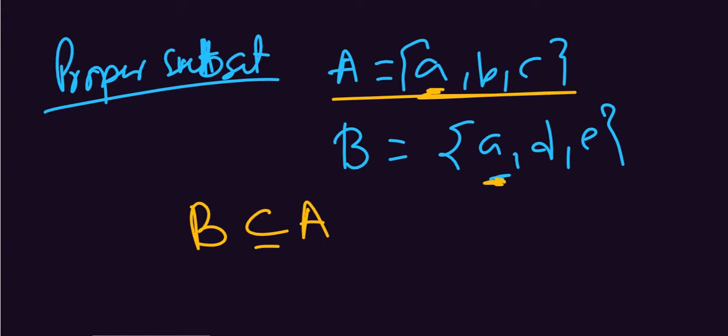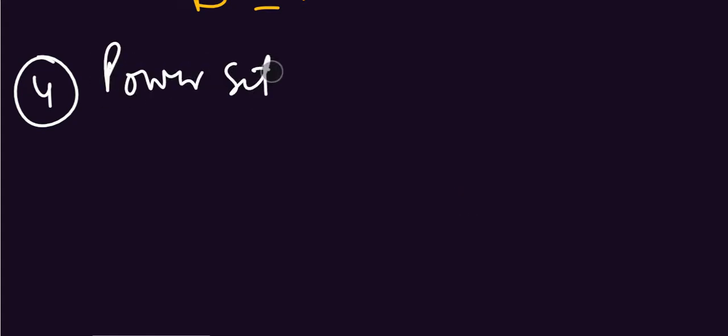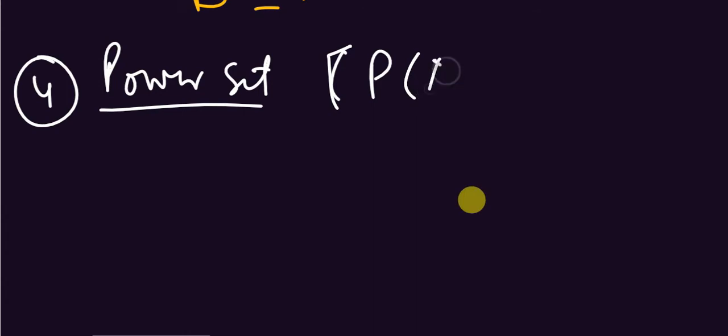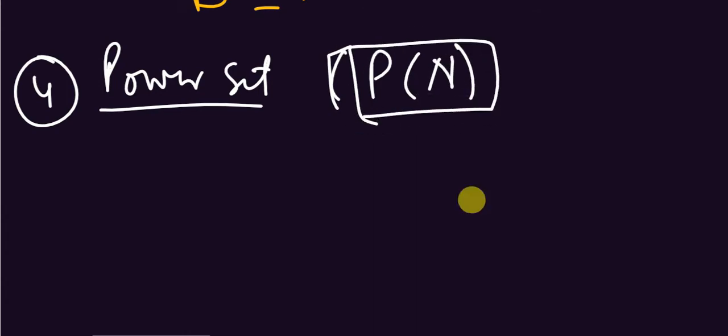Now moving further to these types of sets. Number three was subset and number four is power set. Power set can be denoted like this. Okay, this is the notation of power set.